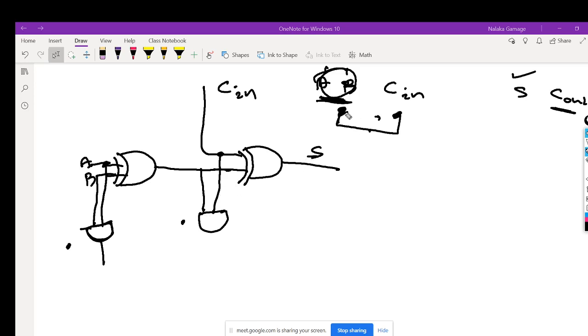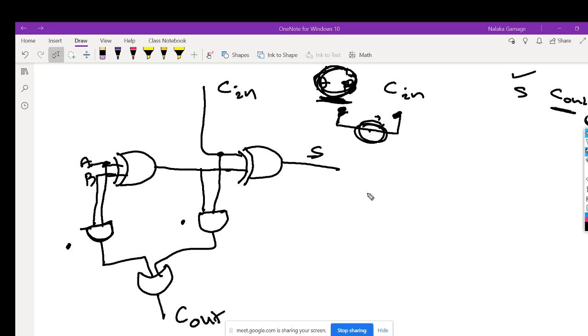Then if there is a carry out in this summation or this summation, there is a carry out. So OR, right? If there is carry out here, or if there is carry out here, there is a carry out. Therefore what we need is an OR gate to get the carry out. Now we call this the full adder, right? Now we have three inputs, A, B and Cin, and we have two outputs, sum and carry out.